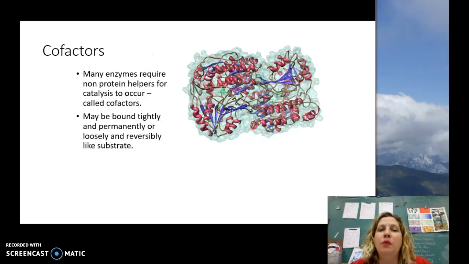Cofactors. Many enzymes require non-protein helpers for catalysis to occur, called cofactors. They may be bound tightly and permanently or loosely and reversibly like a substrate.